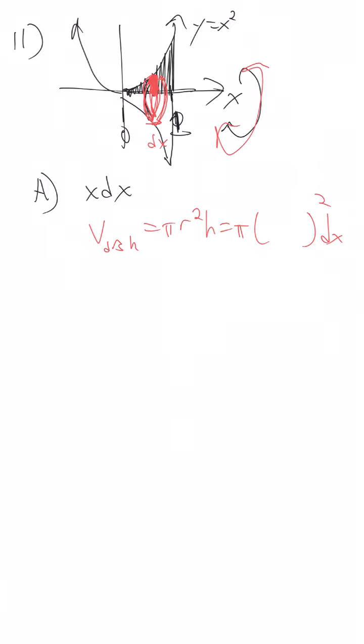So what's the radius? Well, the radius, you can see right here, this radius right here is y top minus y bottom. Would you agree? Y top minus y bottom. All right, great. But I don't want it in y, I want it in x. So it's pi times, what's y top? X squared. What's y bottom? 0. So this is no different than pi x to the 4th dx.